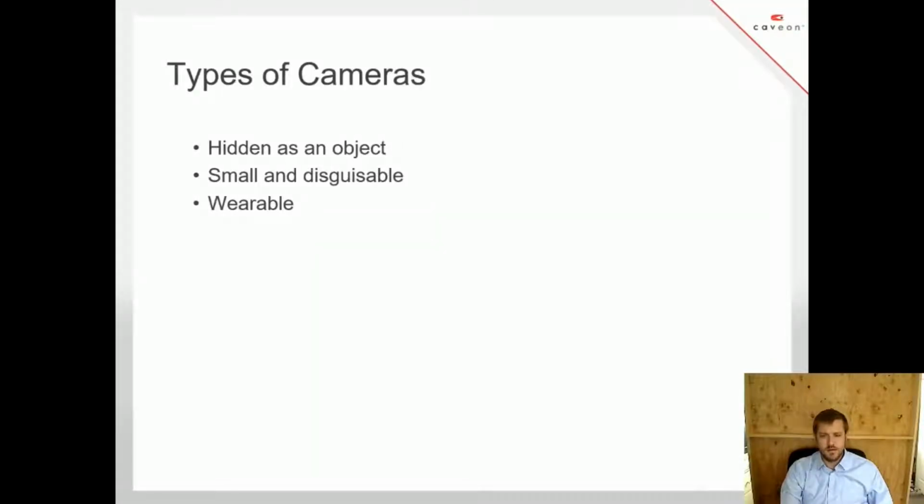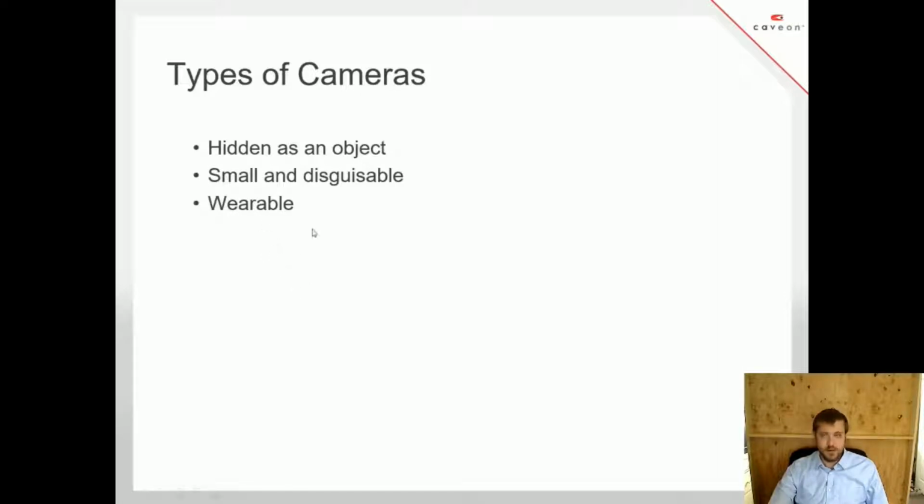Hello, my name is Chris Foster, and I'm going to briefly talk about the different types of cameras and kind of the background, price points, and other information that you need to know about cameras and the hidden variety. So first, I've kind of categorized cameras into three different areas. They can either be hidden as an object, small and disguisable, or wearable.